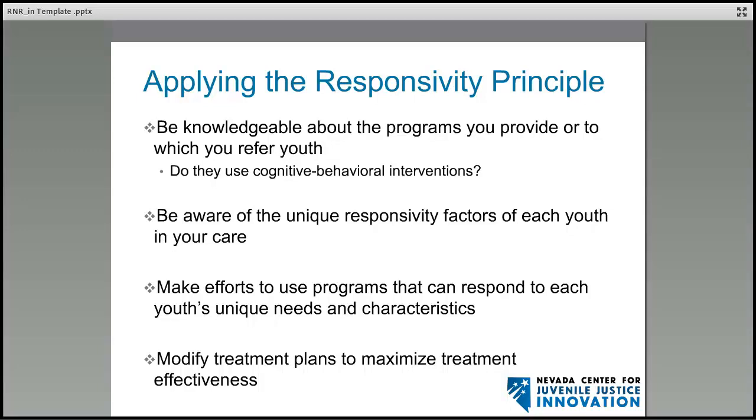For example, youth without strong reading comprehension or writing skills should not be placed in interventions that require large amounts of reading or journaling. Practitioners should identify these potential barriers, leverage strengths, and modify treatment plans to maximize treatment effectiveness and increase the likelihood of success for youth.